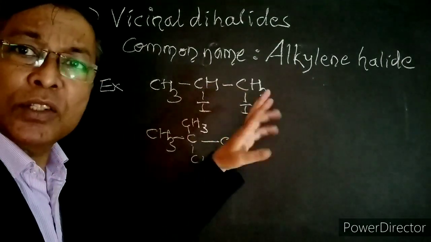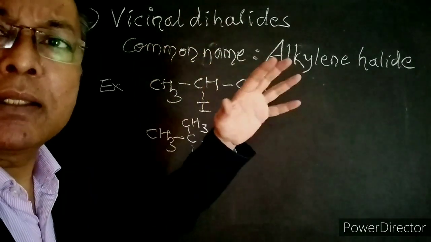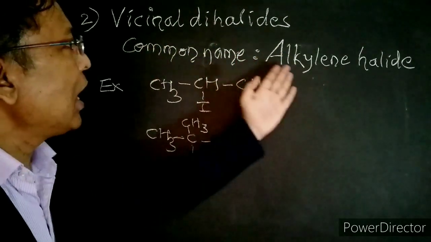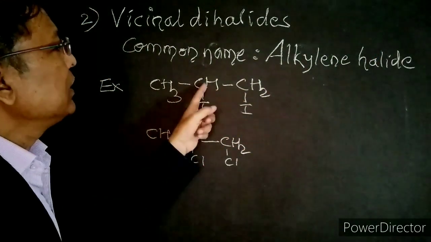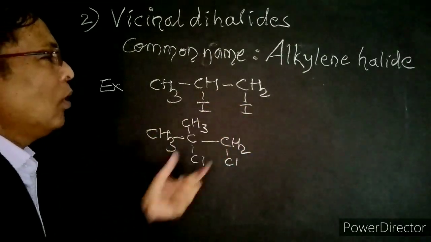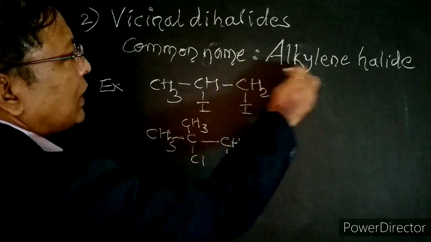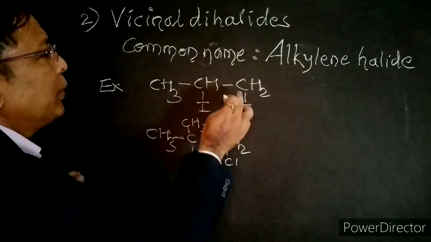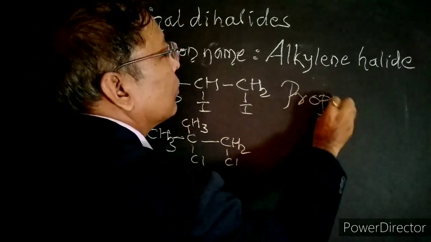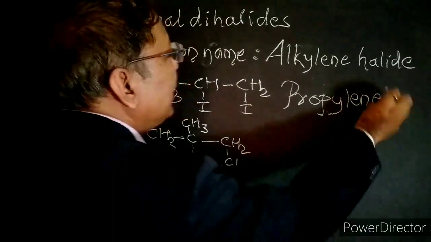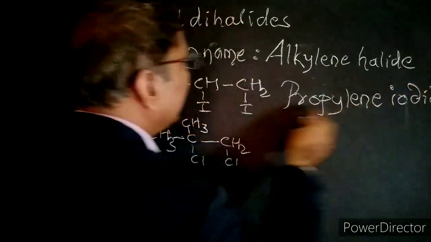Common naming in case of vicinal dihalides: when two same halogen atoms are present on adjacent carbon atoms, means side by side carbon atoms, it is called a vicinal dihalide. It is a group name. Its common name is alkylene halide. Here we have CH3CH, CH2 and two iodine atoms present on adjacent carbon atoms. Therefore, what is the alkylene group here? 1, 2, 3. 3 means propylene. Propylene iodide.